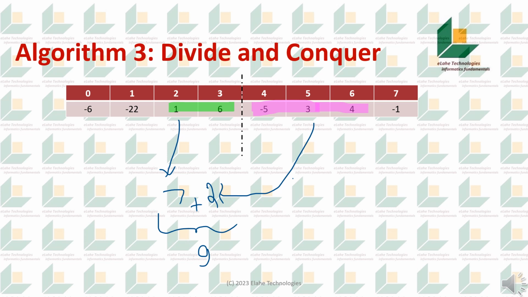Next, we compute the maximum subsequence that starts from the boundary of the partitions and extends as far right as possible. In the example shown, this gives us a sum of minus 5 plus 3 plus 4, which is equal to 2. Thus, the sum of the maximum subsequence that crosses the boundary between the partitions is 7 plus 2, which is equal to 9.